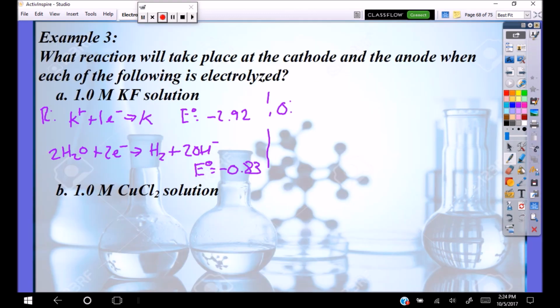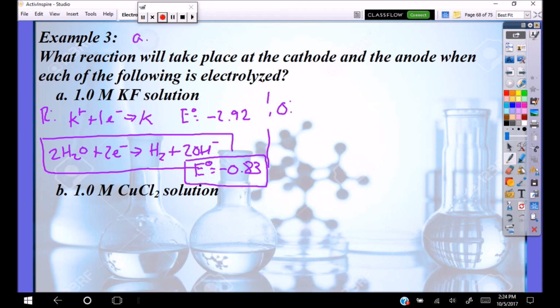As with all reduction potentials, the one that is more positive is the one that's going to get reduced. We see that when we compare these values, water is more positive. Therefore, for A, this is the reduction reaction that will happen. Water will be reduced at the cathode. So for A, I'm going to write just H2O reduced at the cathode to save time.